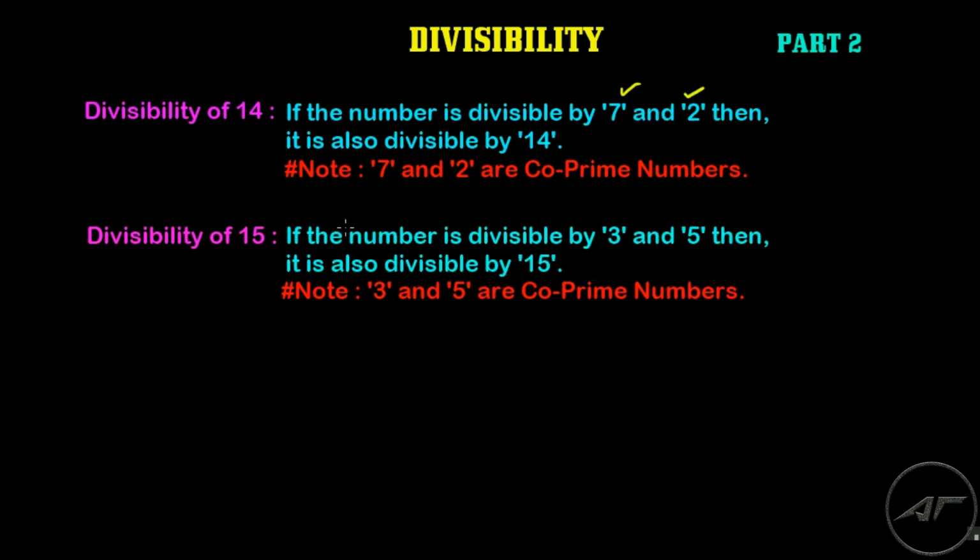Similarly, for divisibility of 15, if the number is divisible by 3 and 5, then it is also divisible by 15. 3 and 5 are co-prime numbers, therefore multiplying them you get 15. Check for co-prime only. Now, we have already shown divisibility of 3 and divisibility of 5 in our previous video. Apply those 2 rules to the number if you are asked to check for divisibility of 15. If both the rules are satisfied, then only the number is divisible by 15.